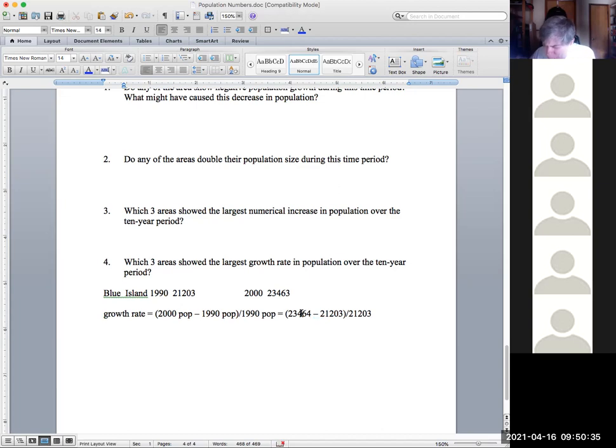So if it was just asking us what the increase in population is, we wouldn't divide. We would take 23,463 minus 21,203. If we did that, we would get 2,261. That's how much the population of Blue Island increased between 1990 and 2000. Now we're going to have to divide by the original population in order to figure out what the growth rate is.